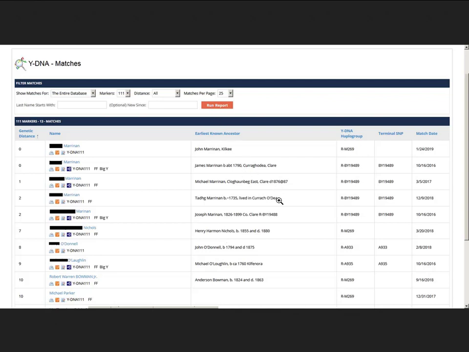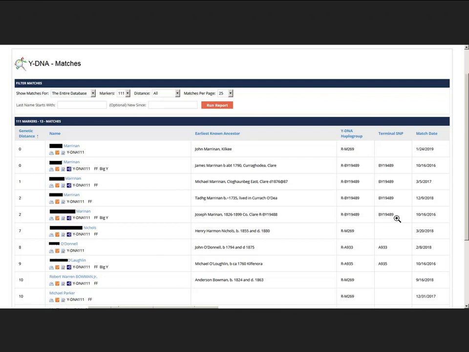And they all go back to places in West Clare, mostly to ancestors in the early 1800s, some to the early 1700s, but they can't find the single common ancestor. They're all within genetic distance 0, 1, or 2 of each other on the 111 marker scale. Those who have done SNP testing all have the same terminal SNP. They're very definitely related.